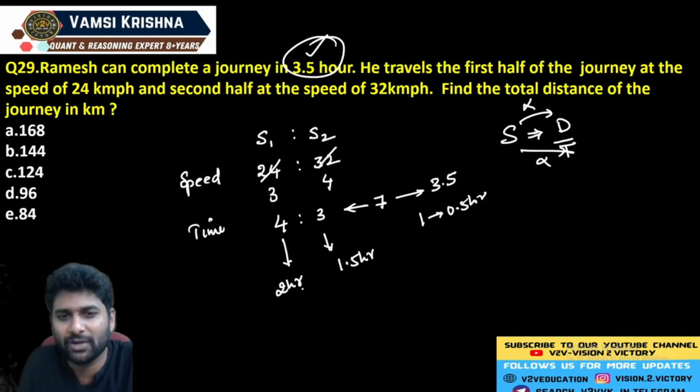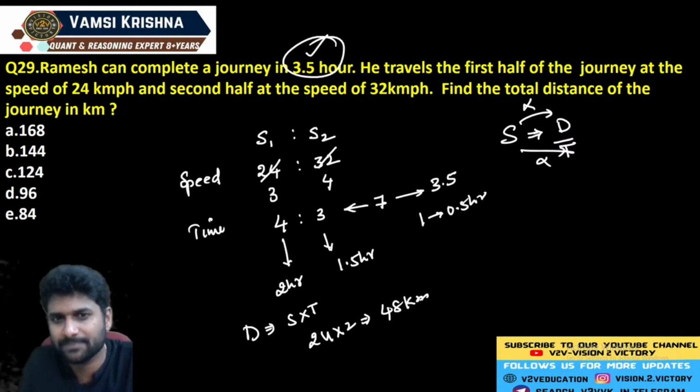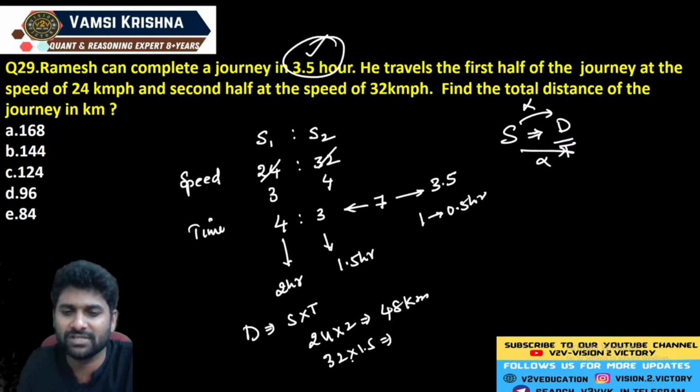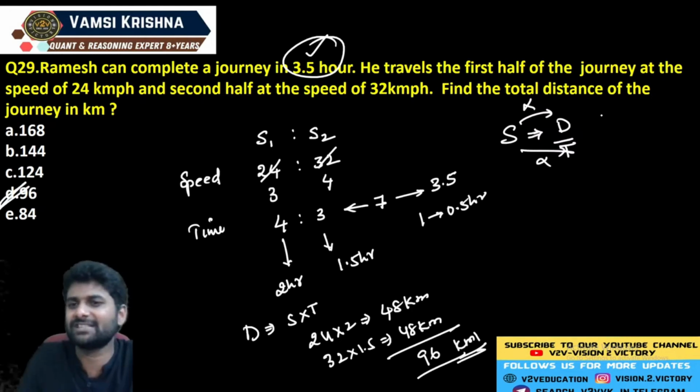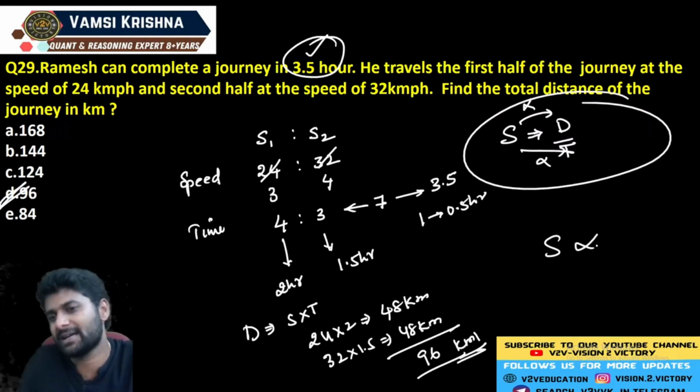Now we know the speed, we know the time, then you can calculate the distance. Distance is equal to speed into time. If 24 is multiplied by 2, the first half of the journey is 48 kilometers. Now 32 is multiplied by 1.5. So 32 ones are 32, 32 into 0.5 is 16. So again it is also 48 kilometers. Now the total distance is 96. Just know this information. Speed is directly proportional to the distance. Speed is inversely proportional to the time.